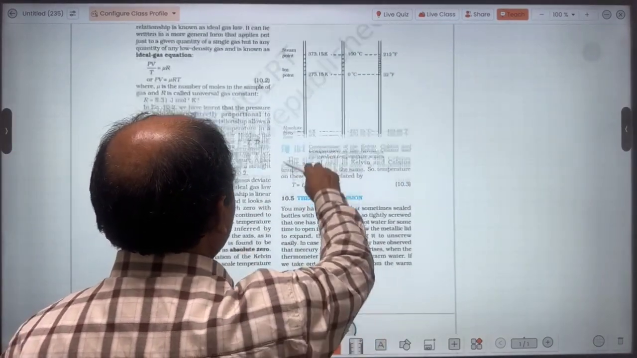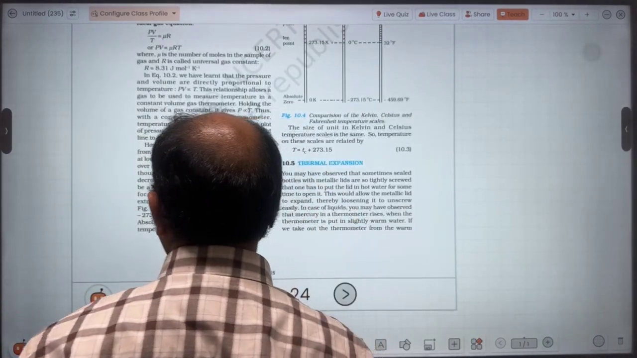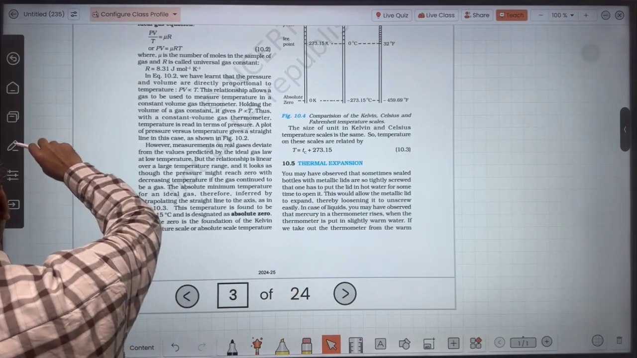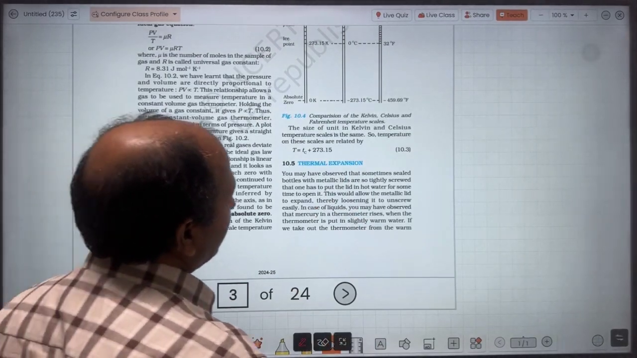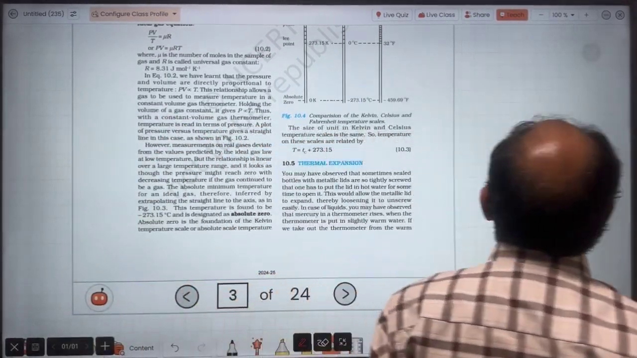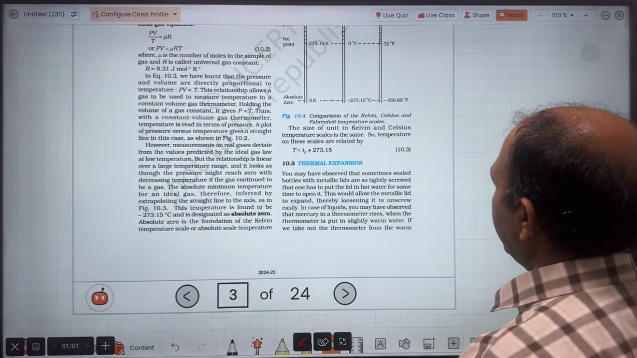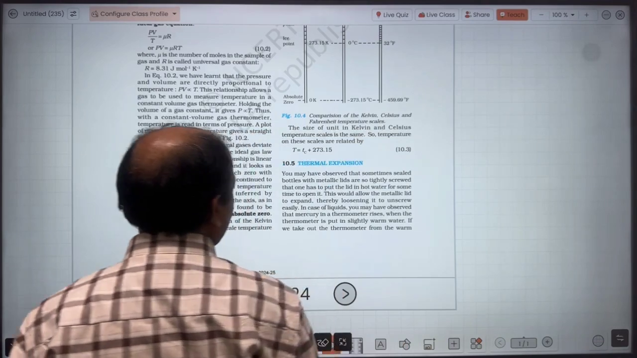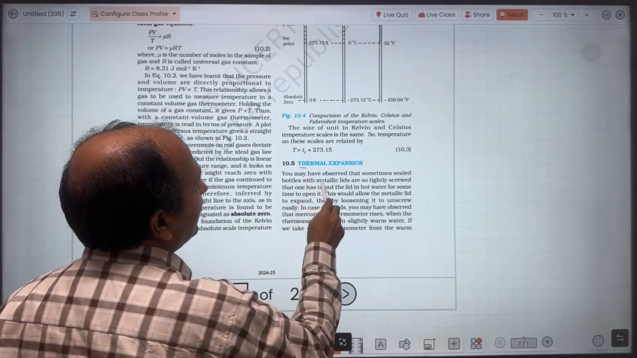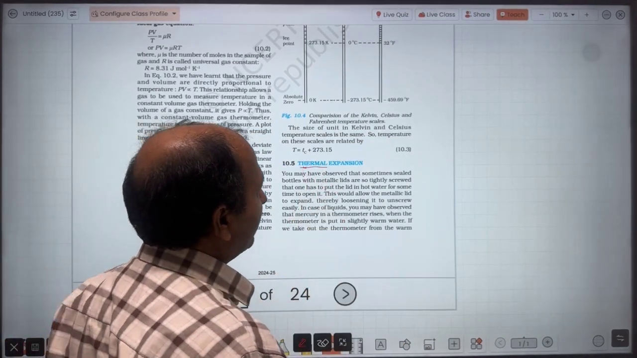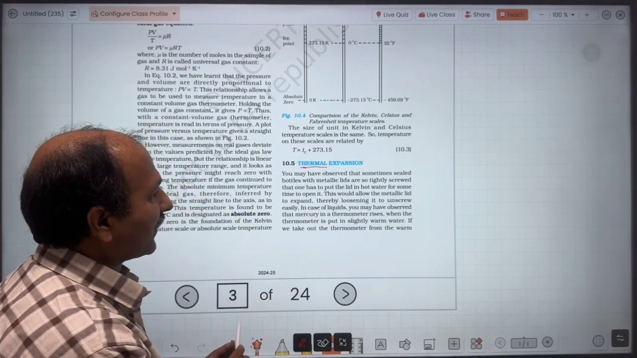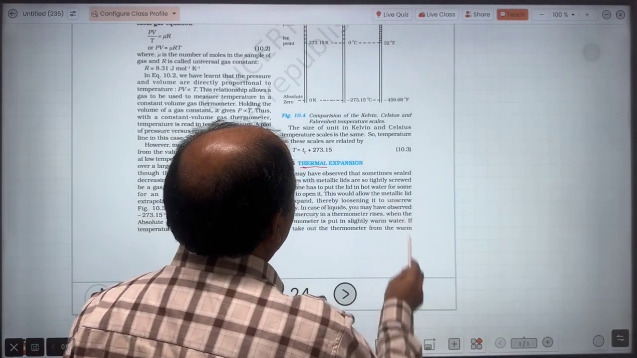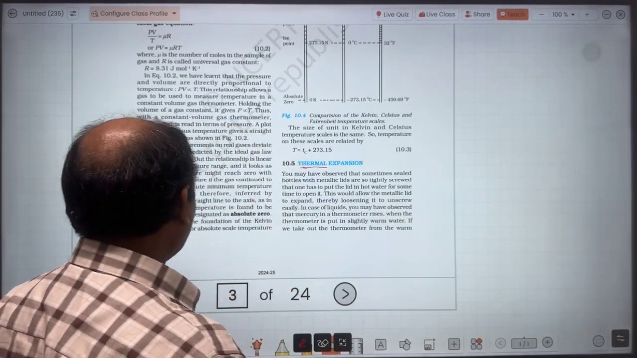Now we are going to see what is thermal expansion. So thermal expansion means when metal is heated, then what happens? It will expand. So that expansion is called thermal expansion, or expansion due to temperature. When heat is given, then there will be expansion. So that we are going to study through a formula.